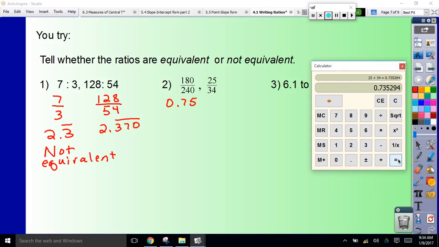Shh, guys, too much chatter. This obviously is not just plain old 0.75, so I'm going to write 0.74. This would round to 0.74, so these are not equivalent.